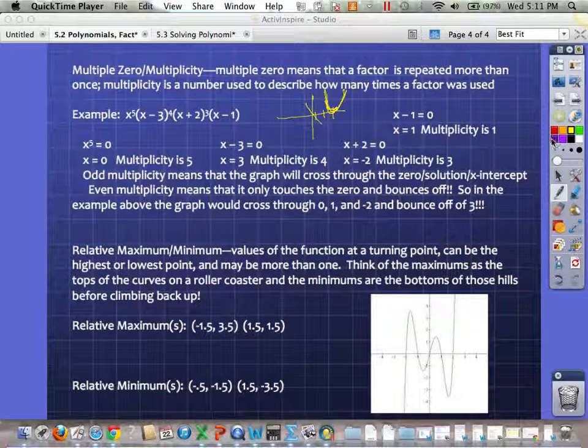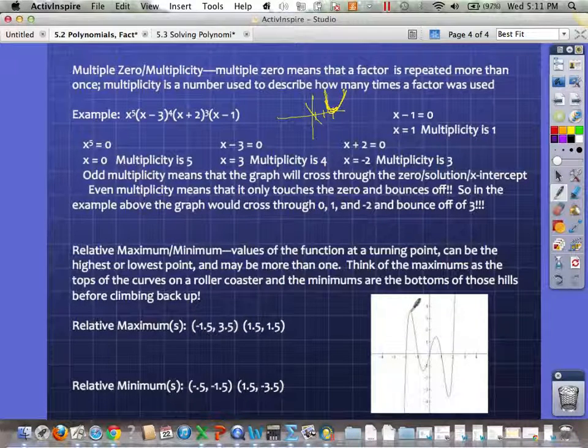We have a maximum right here, and we have another one right here. Those are the tops of the roller coaster ride, okay? It has to be a turning point. It cannot be this right here. That did not turn, so it can't be anything. It's just the curves, like a parabola. All right, so those are your maximums right here. And the lowest points would be your mins, okay?